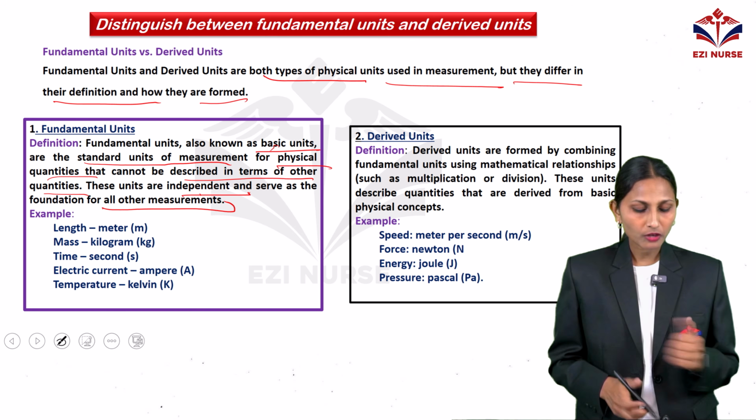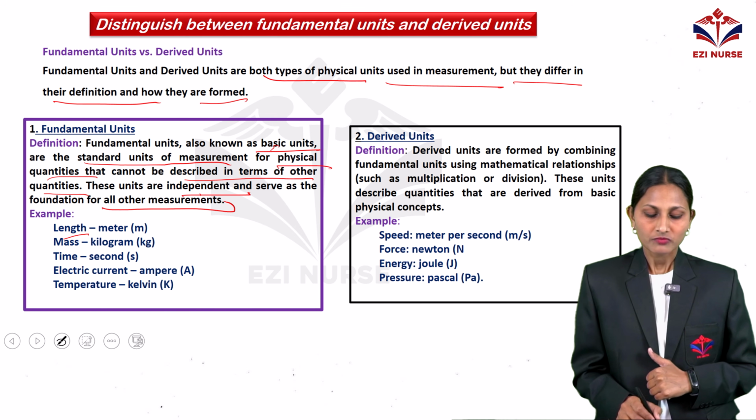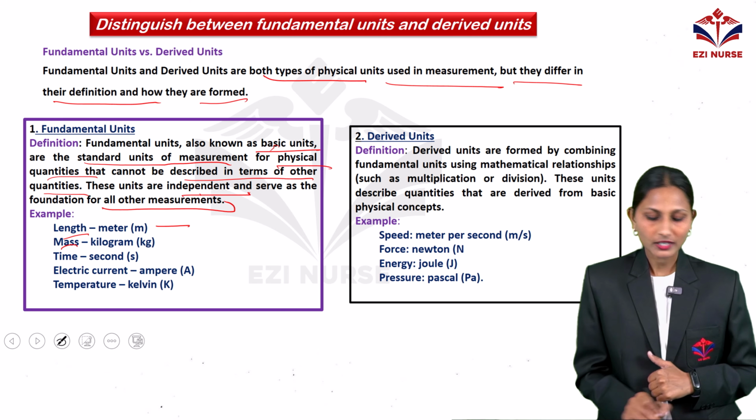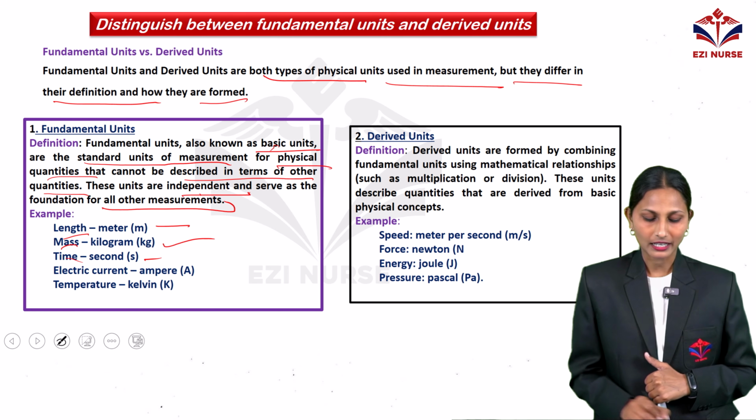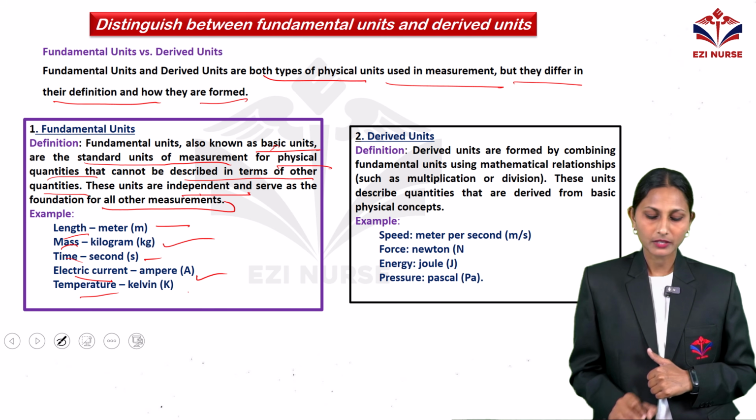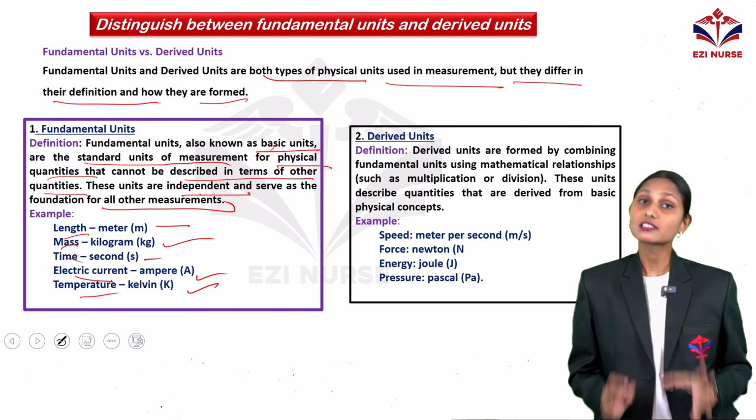So examples of this are: the length unit is meter, the mass unit is kilogram, the time unit is second, electrical current is ampere, and temperature is Kelvin. So these are the fundamental units.